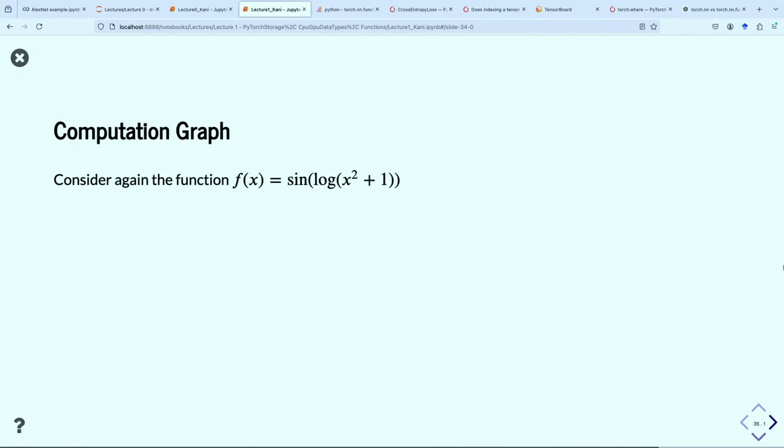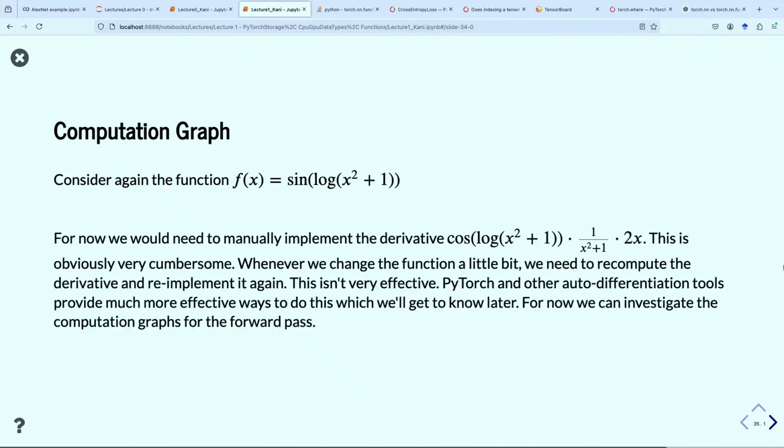And then there's a nice little software concept called computation graphs. So again, let's look at the function f of x is equal to sine of log of x squared plus 1. Right now, we have to manually implement the derivative, right? Unless we're using a package like SymPy, but SymPy has its own issues that I won't get into. I've had a lot of experience with SymPy. If you want stories, I could give them to you. But you don't want to use SymPy.